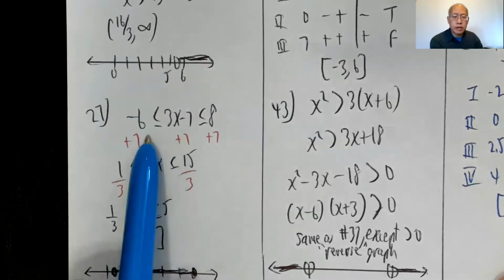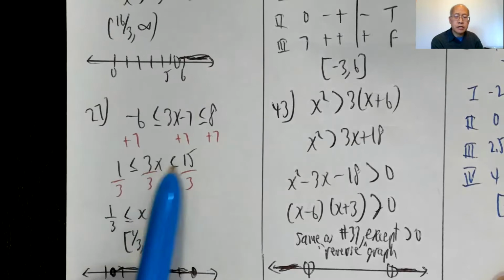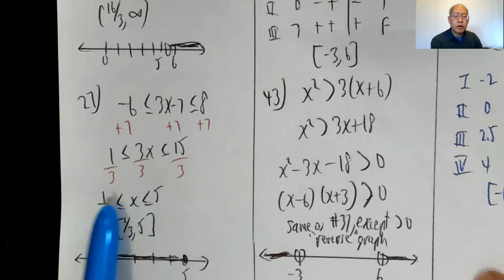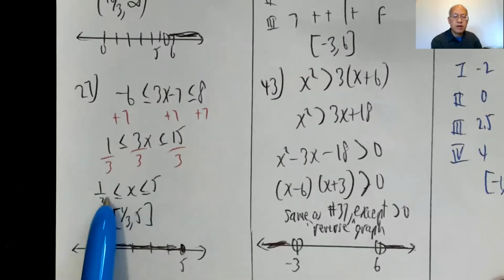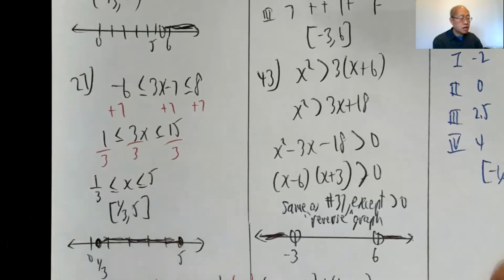27, you have a double inequality. Add 7 to all three of them. 1 less than or equal to 3x less than or equal to 15. Divide by 3. 1/3 less than or equal to x less than or equal to 5. Both endpoints are included, so bracket 1/3, 5. So closed circle at 1/3, closed circle at 5, shade everything in between.